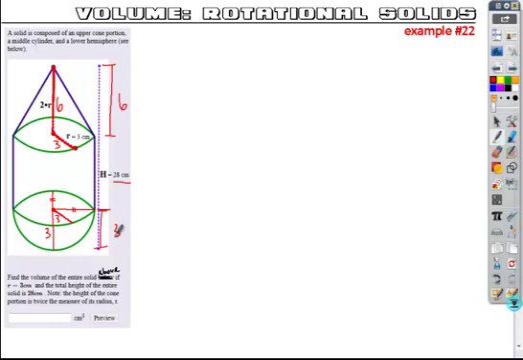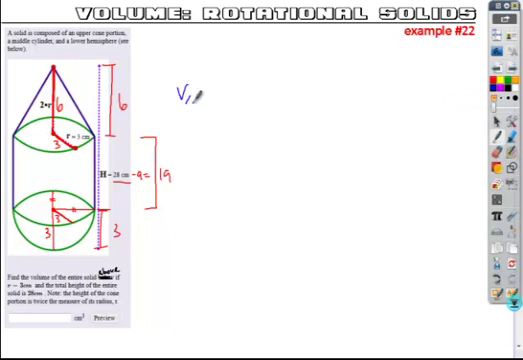So from here to here is 3, giving you a total of 9 for the outsides, and that leaves 28 minus 9 for this cylinder, and that gives you 19. And once you have those measurements, you can now solve for the volume of each one independently.